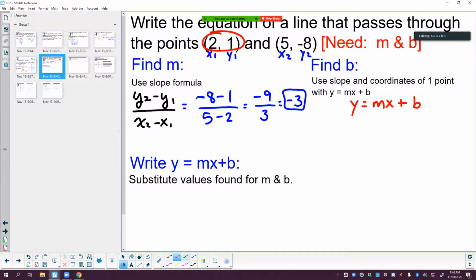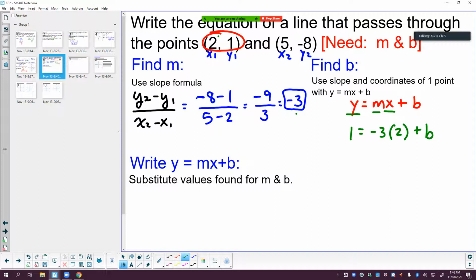That is going to serve as the x and the y in this equation. I already know what m is because I just found it. Looking at y equals mx plus b, y comes from this ordered pair, which is 1. M comes from the slope I just found, which is negative 3. X also comes from this ordered pair, which is positive 2. Then I have plus b. Now everything has a number value except for b, and I can solve this.